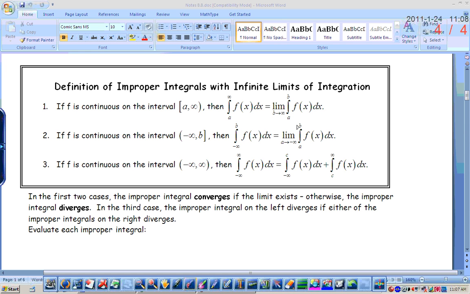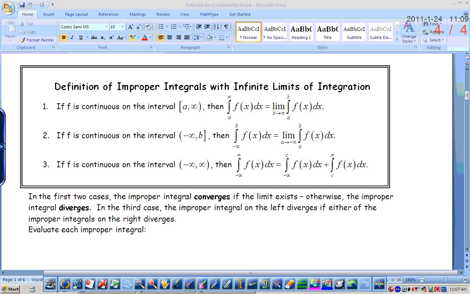All right, sometimes we'll even integrate from negative infinity to infinity. And you can really only deal with one type of improperness at a time. So if you're going from negative infinity to infinity, you need to integrate from negative infinity to some number, and then plus that same number to infinity. We'll do one like that in just a second.